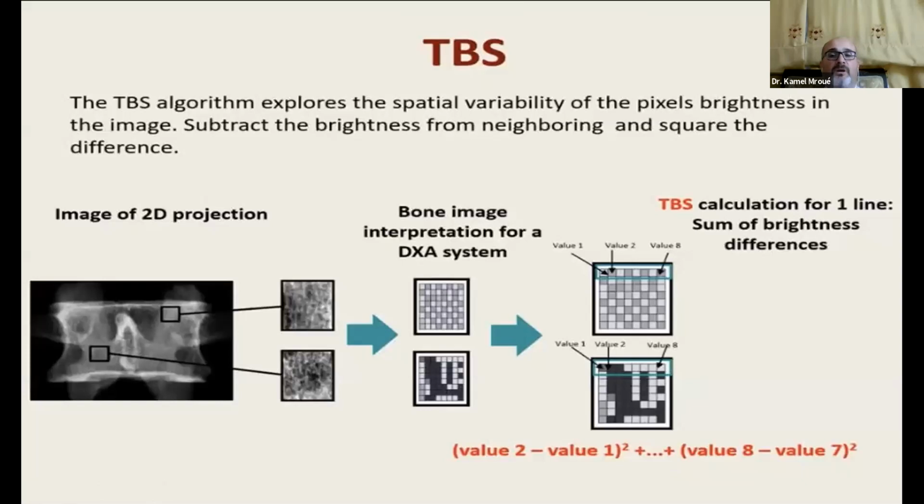So this TBS calculation comes from the difference in the brightness of these cells. Calculating the sum of the squares of these brightness differences will give us an idea of how much bone is scattered evenly in this square of bone.